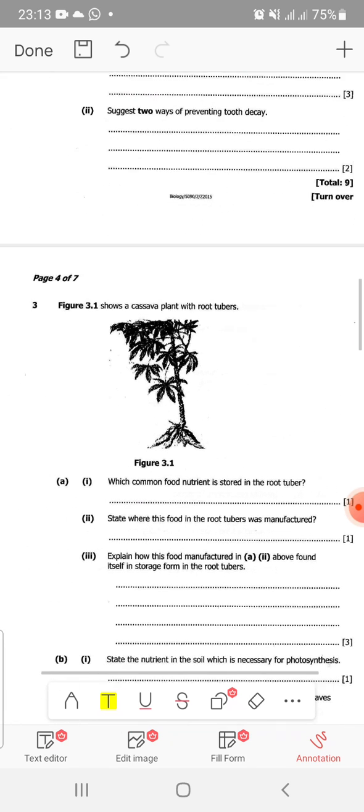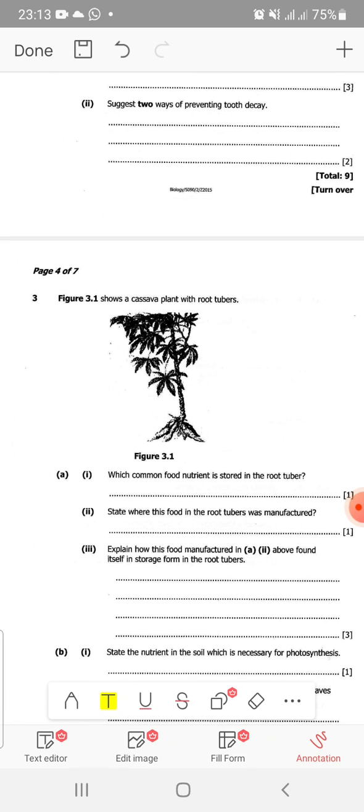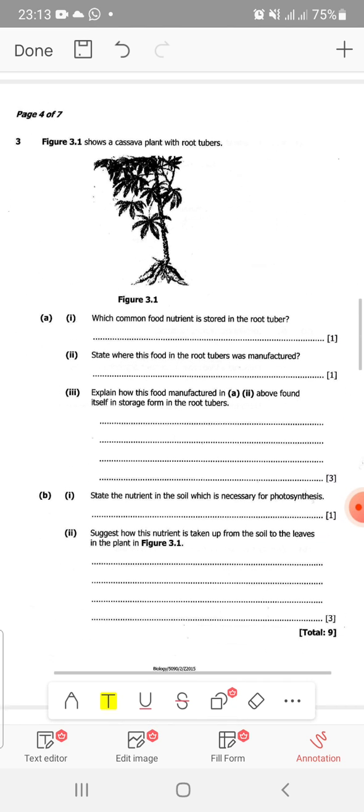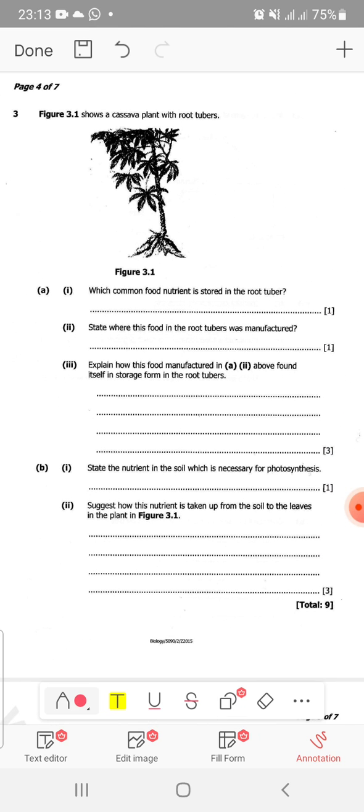So next, question 3. Figure 3.1 shows a cassava plant with root tubers. Okay, so question 1, A, Roman numeral 1. Which common food nutrient is stored in the root tuber? The common food nutrient stored in the root tuber is the carbohydrate.